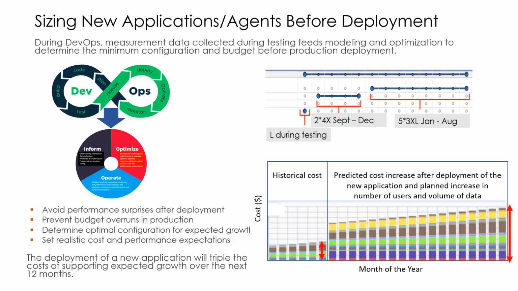During testing of new agents, the observability process collects performance and cost measurement data. These observability results feed the model, and the model determines the minimum configuration and budget needed to meet service level goals before deployment of new agents, new applications in production. The first graph here shows the predicted minimum Snowflake configuration, and the second graph shows the budget needed for the new workload to meet the service level goal during the next 12 months.